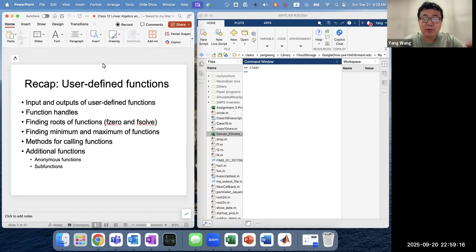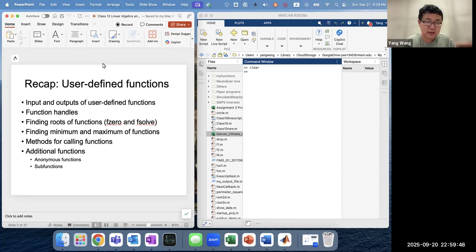So if we do a quick recap of our last class, we talked about inputs and outputs of the user-defined functions. So overall, it's everything about user-defined functions. We talked about the different kinds of inputs or outputs. It can be numeric, it can be strings, it can be multiple inputs, multiple outputs, or no inputs or outputs. Then we introduced function handles, which is the at sign. And then we talked about how to use fzero and fsolve to find the roots of the function.